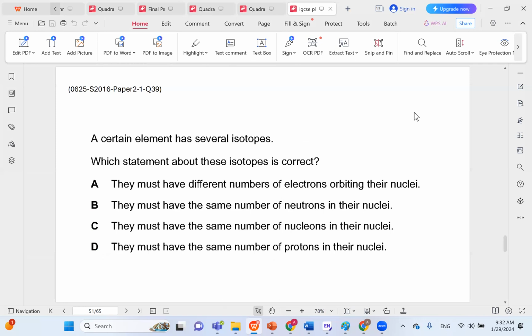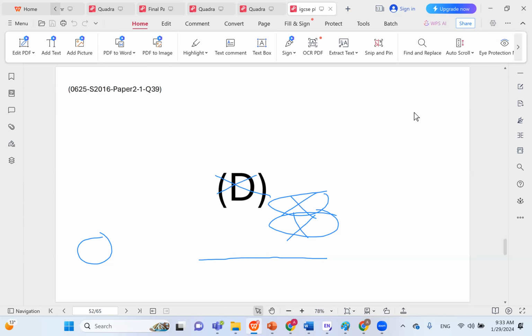A certain element has several isotopes. Which statement about these isotopes is correct? They must have different numbers of electrons. They must have the same number of neutrons. They must have the same number of nucleons. They must have the same number of protons. So this is like the previous question, same number of protons and electrons anyway. So a different number of electrons would be wrong. Same number of neutrons is absolutely not correct, because what differentiates isotopes is the number of neutrons. They have different numbers of neutrons and consequently different numbers of nucleons as well, because nucleons are the sum of protons and neutrons. So anyway, D is the correct choice in this case.